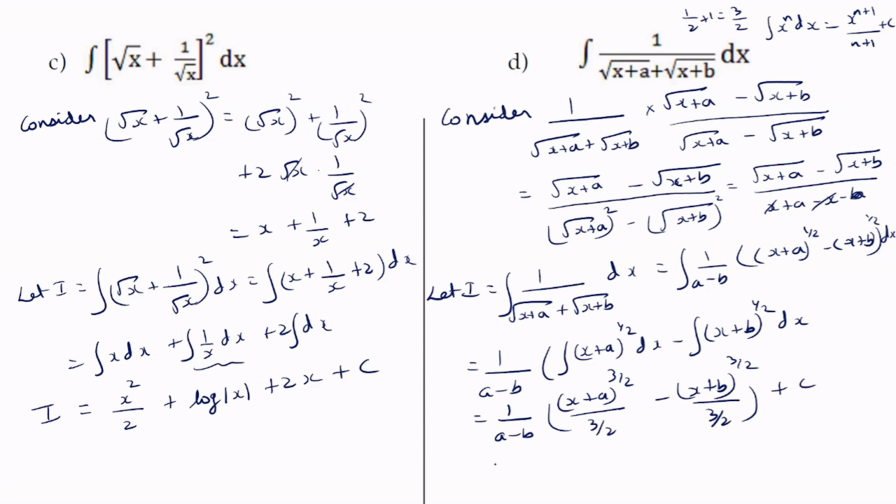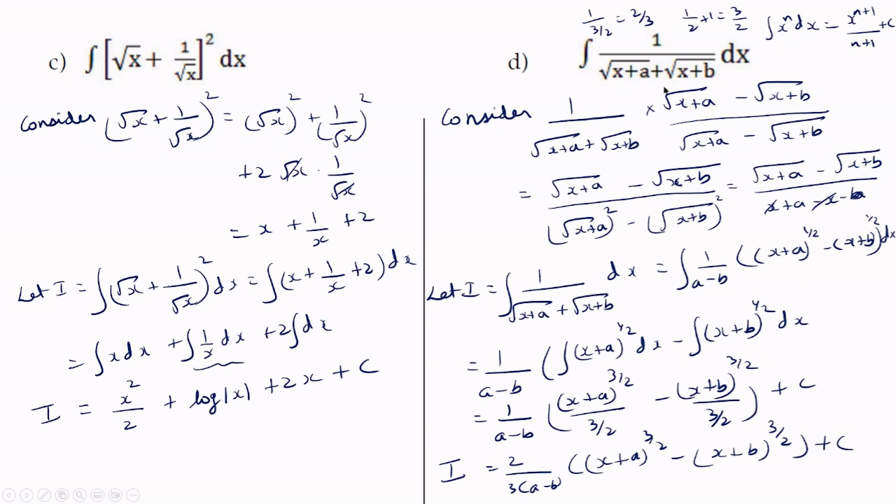plus c. So here 1 by 3 by 2 is common, which can be taken outside. 1 by 3 by 2 is nothing but it is 2 by 3. So this is 2 by 3 into a minus b into x plus a the whole raised to 3 by 2 minus x plus b the whole raised to 3 by 2 plus c. So this is the integral of this given function.